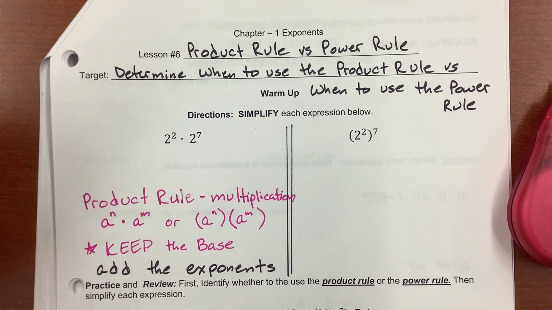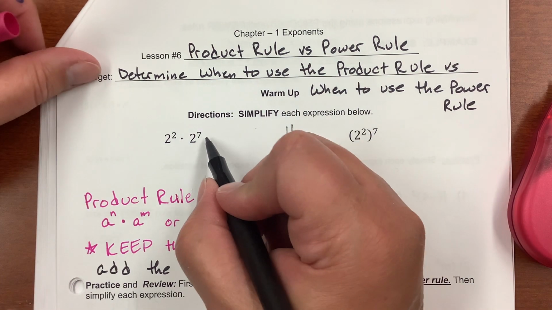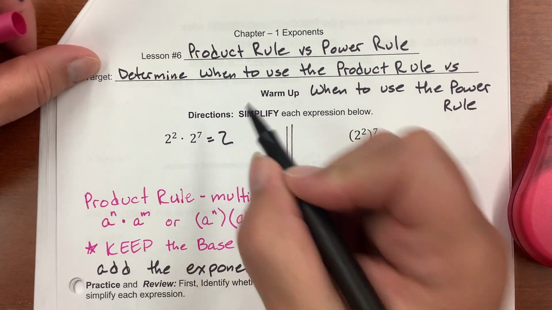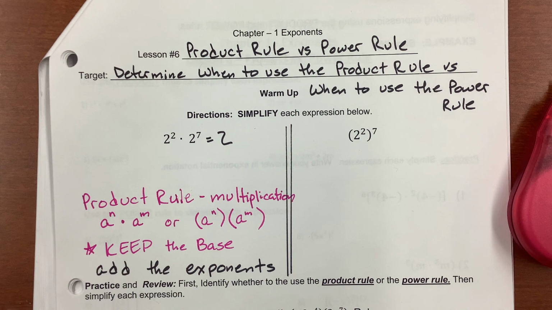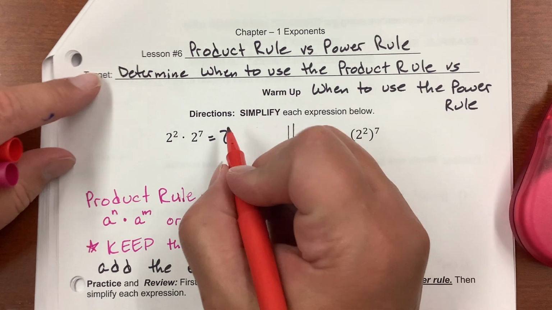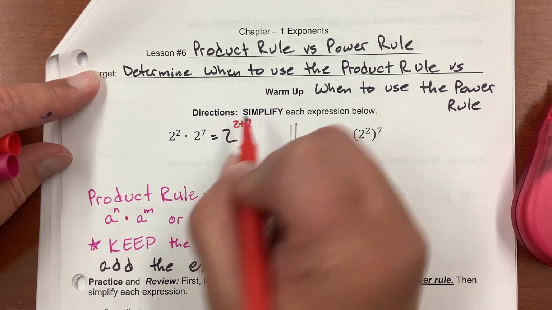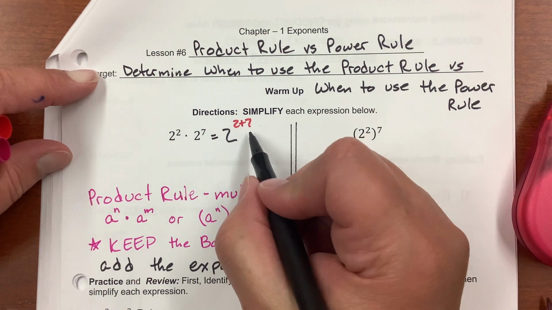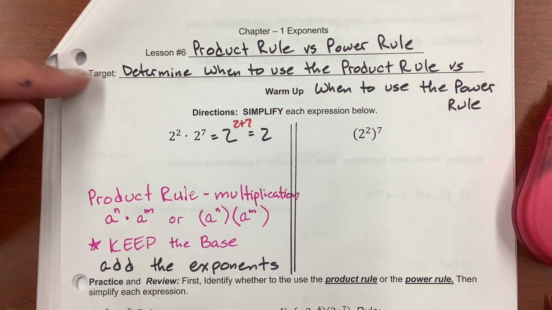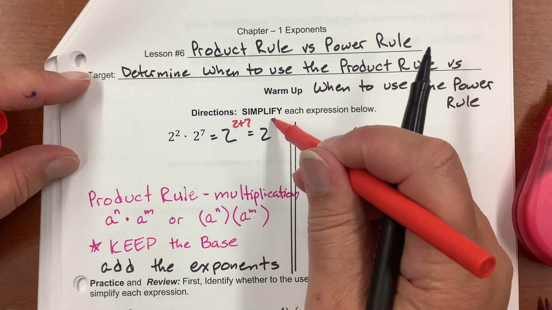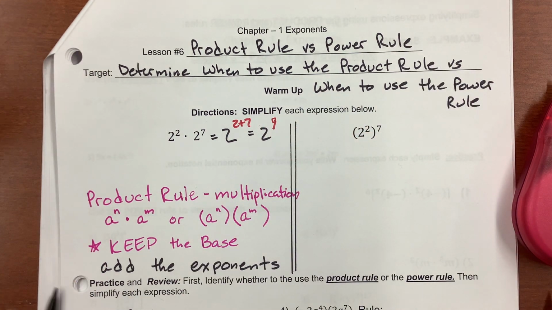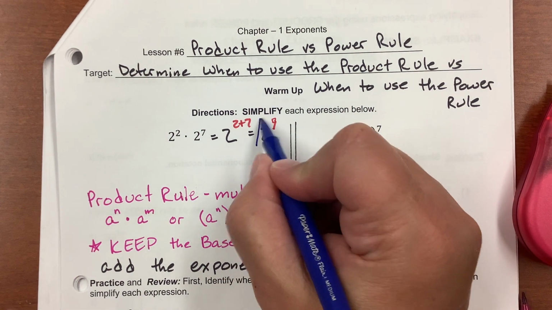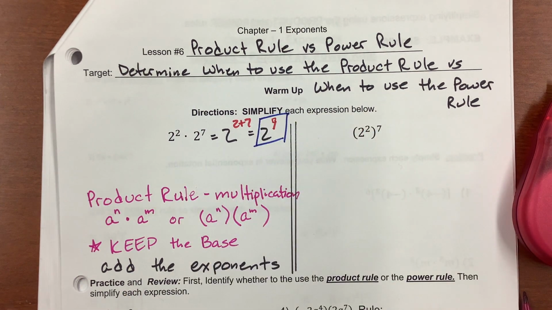So for this one, my base is 2. So I'm going to keep my base 2, and I'm going to add the exponents 2 plus 7. And I get 2 to the 9th power. Oh, there it is. That's not too bad. Put a little box around it. There we go. That's my first answer.